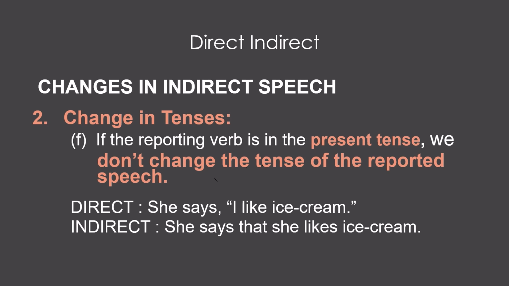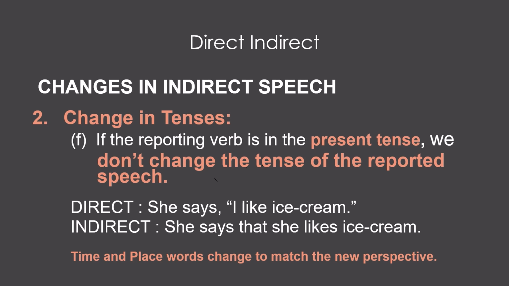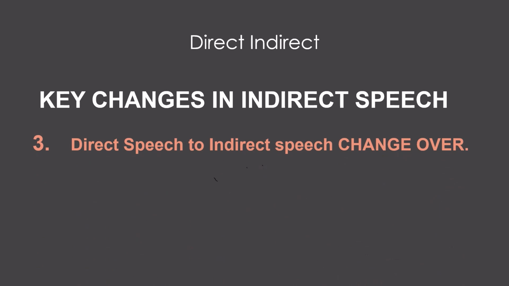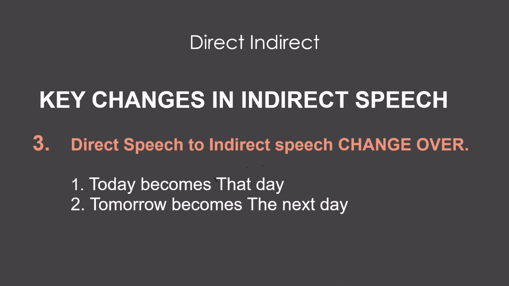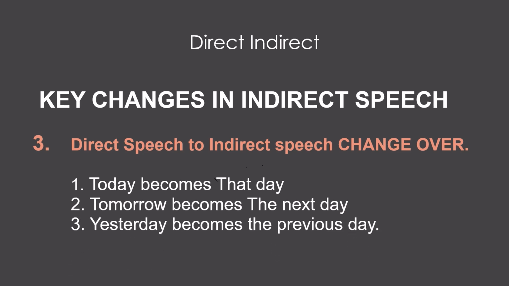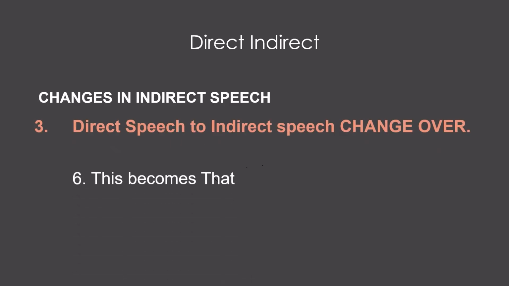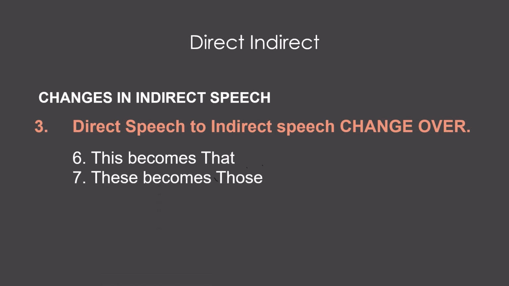Change in time and place words. Time and place words change to match the new perspective. Direct speech, indirect speech change over. Today becomes that day. Tomorrow becomes the next day. Yesterday becomes the previous day. Now becomes then. Here becomes there. This becomes that. These becomes those.